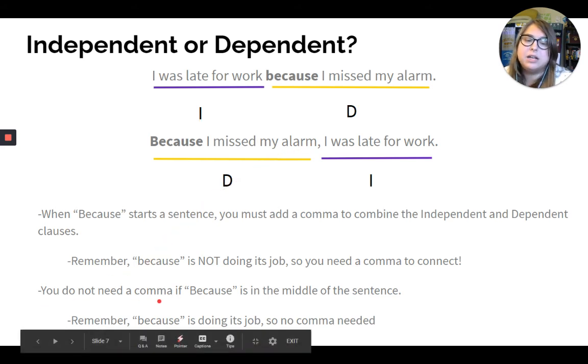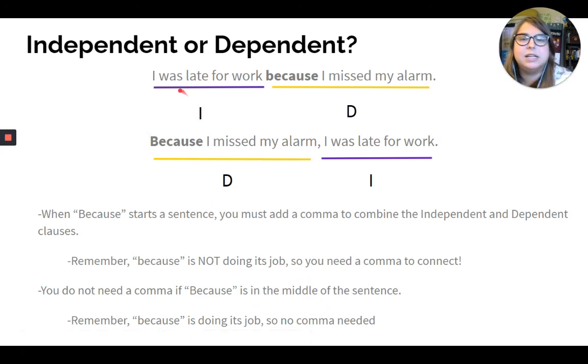You do not need a comma if "because" is in the middle of the sentence. That's because the word "because" is doing its job, so we do not need that comma. Back up in my first sentence, I see "I was late for work because I missed my alarm." That word "because" is doing its job. It's showing the connection between my cause and effect.